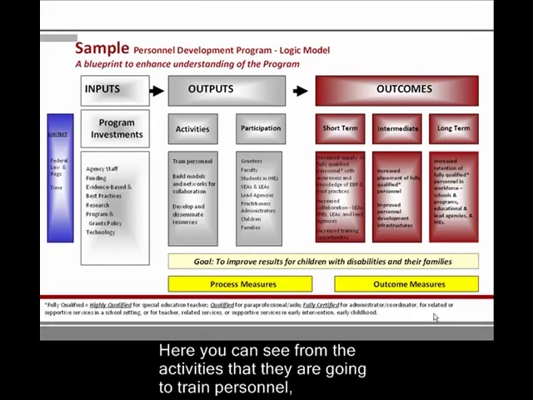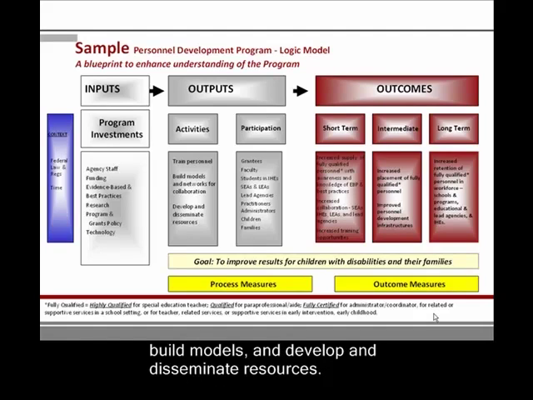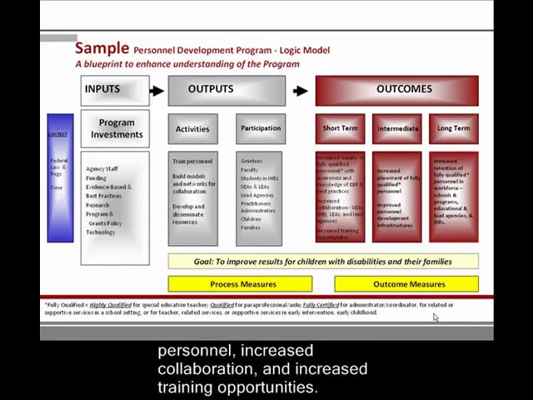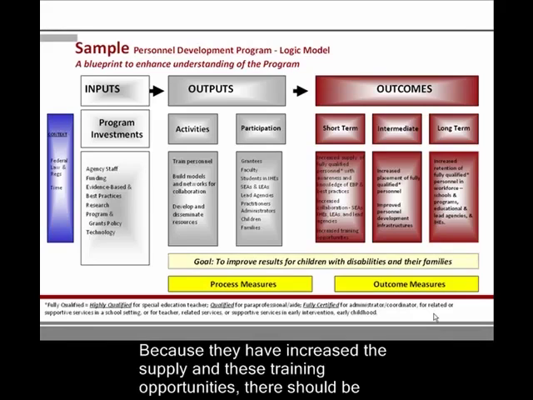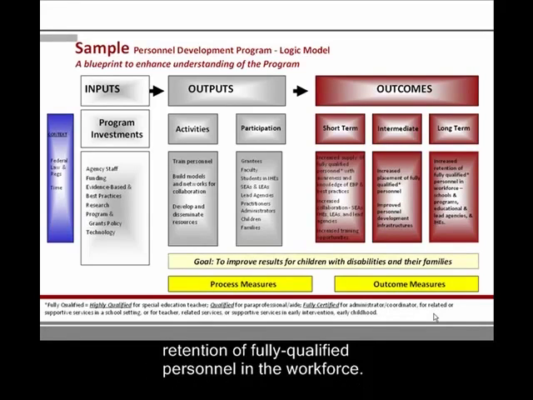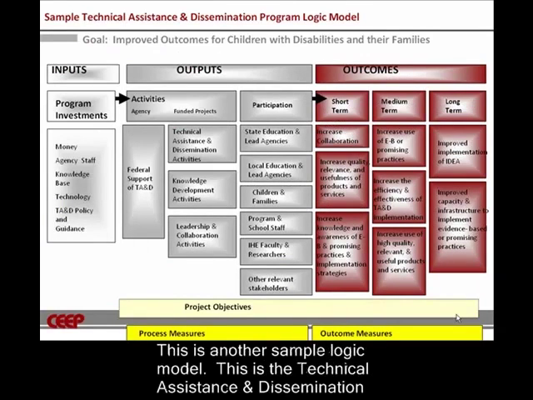Again, here you can see from the activities that they're going to train personnel, build models, and develop and disseminate resources. As a result of those activities, they want increased supply of fully qualified personnel, increased collaboration, and increased training opportunities. Because they've increased the supply and these training opportunities, there should be an increased placement of fully qualified personnel. As a result of that, we're going to increase the retention of fully qualified personnel in the workforce.